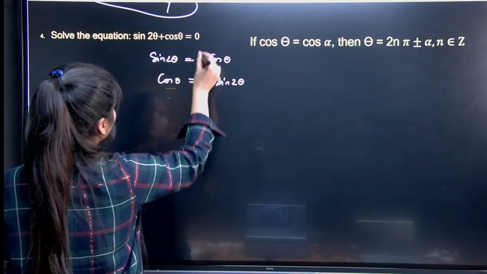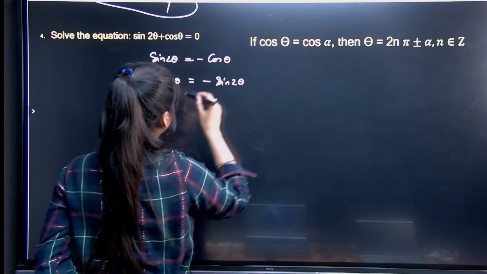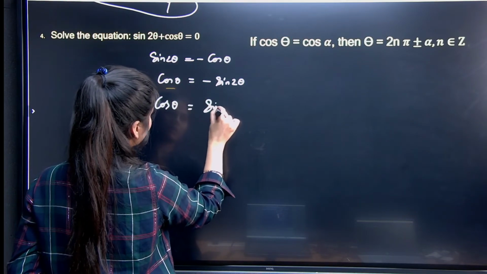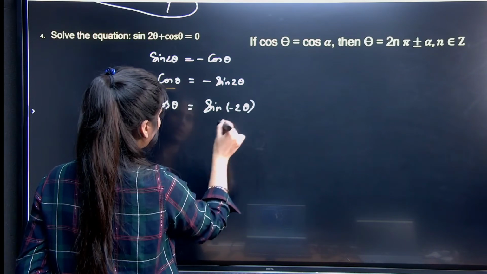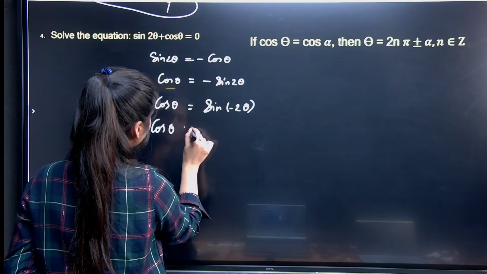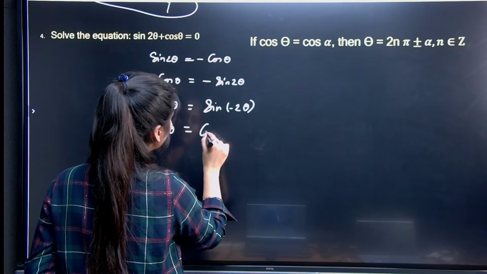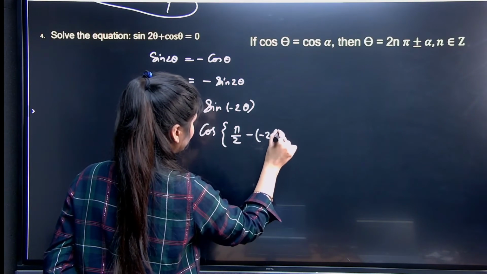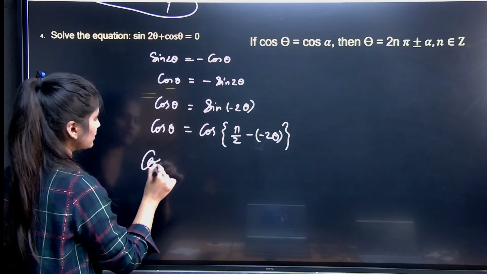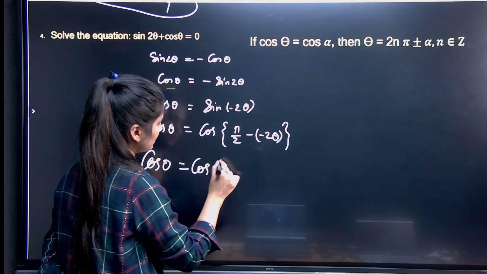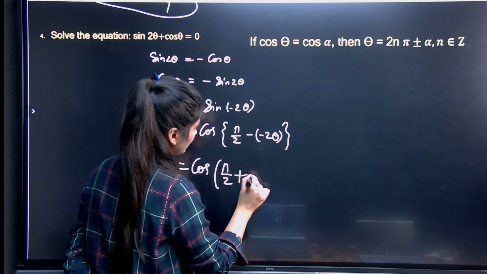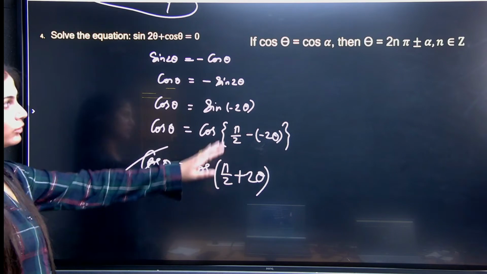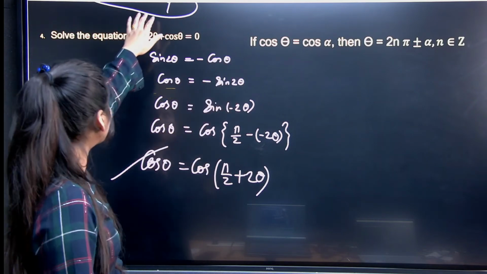It is cos theta, leave it. It is cos theta, and it is a sine minus theta. Now, sine theta is cos 90 minus theta, so cos theta is equal to cos of 90 plus theta. Now it is of the form cos theta is equal to cos alpha. We can find the general solution of this question.